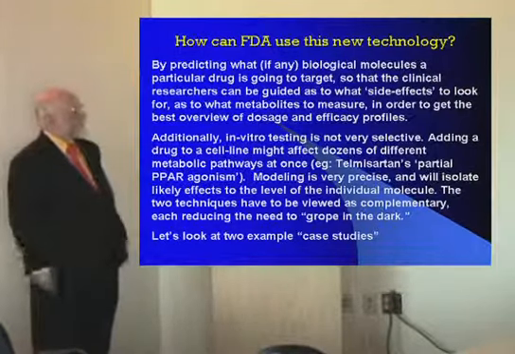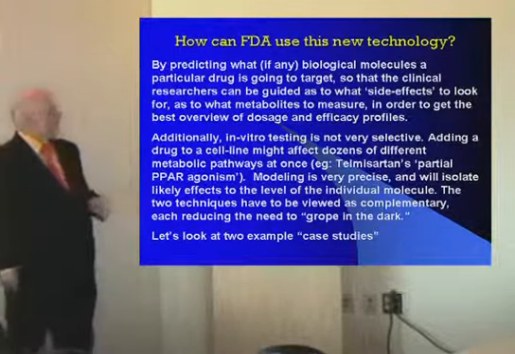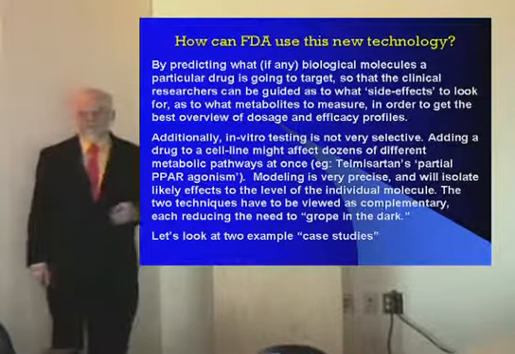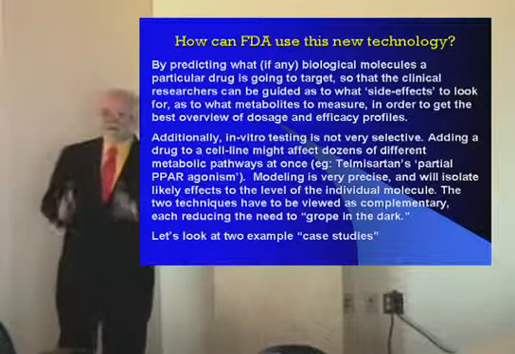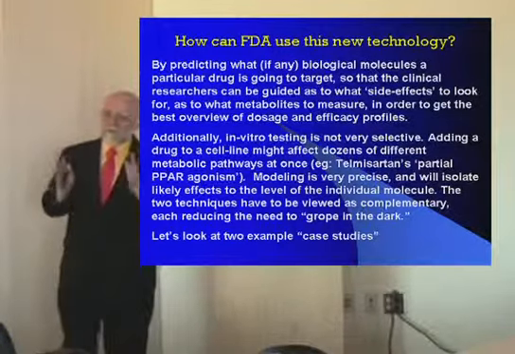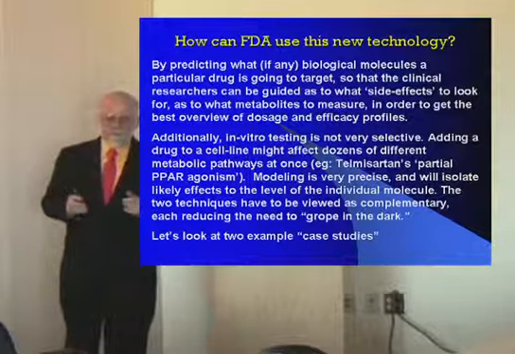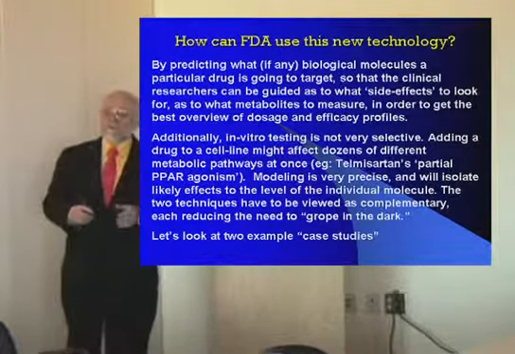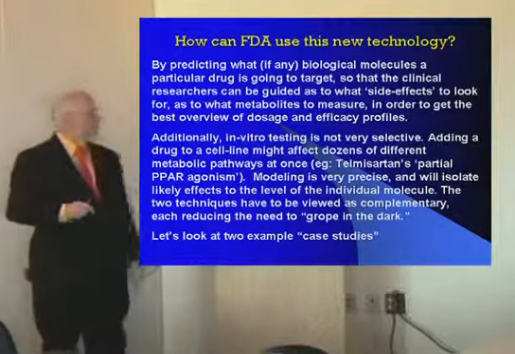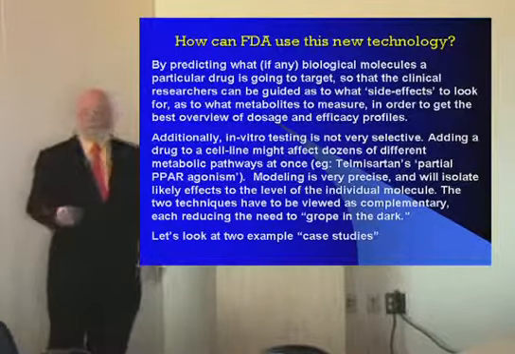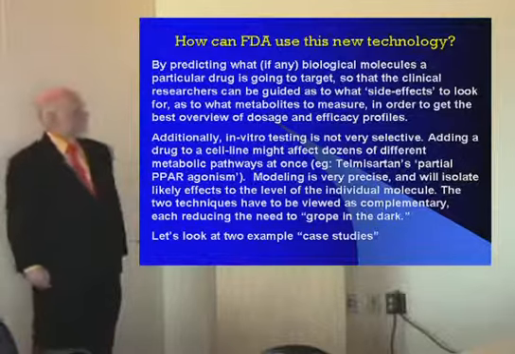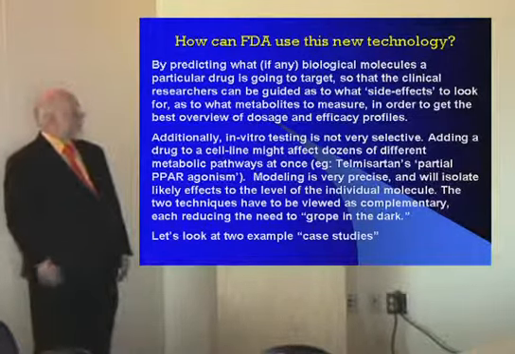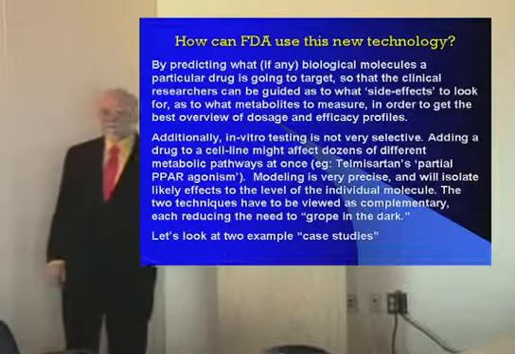Additionally, in vitro testing is not very selective. You can add a drug to a cell line that might affect dozens of different metabolic pathways at once. And the art of the expert, of the perfectionist in vitro, of course, is to stop this and to try and focus in on the one metabolite that you're interested in. But it doesn't always work. In our paper, we looked at a study which had shown that telmisartan was a partial agonist of PPAR.